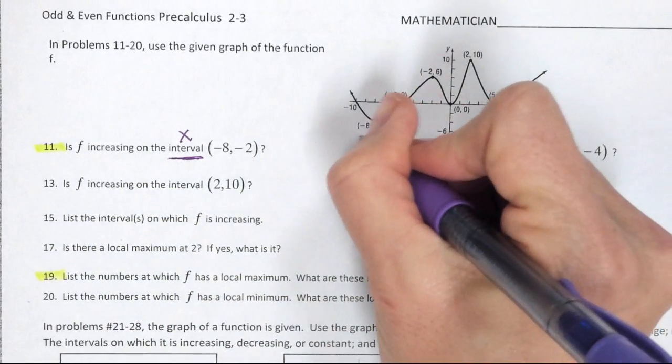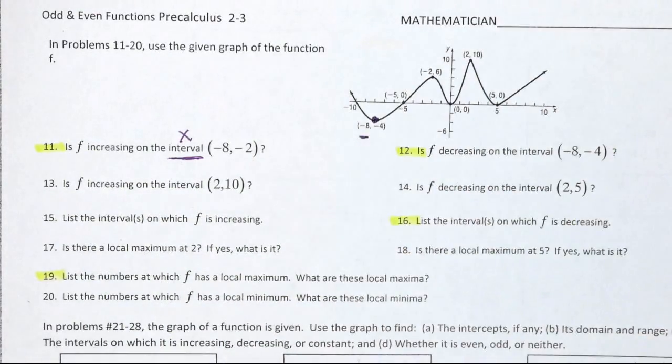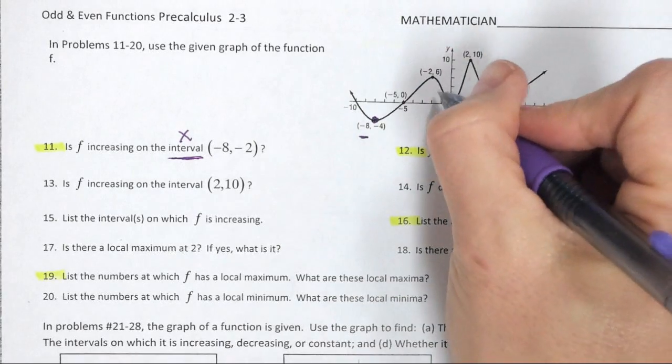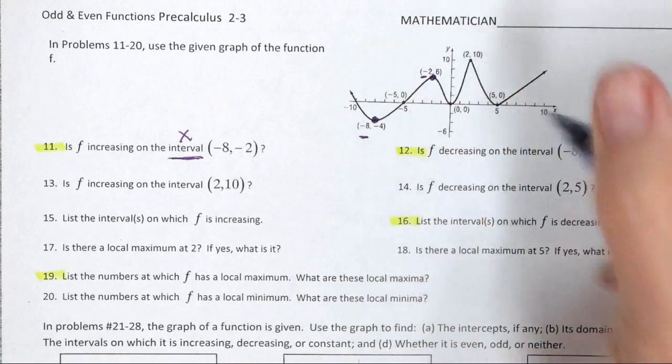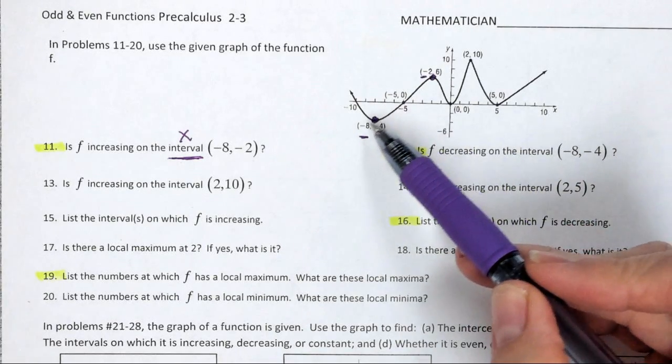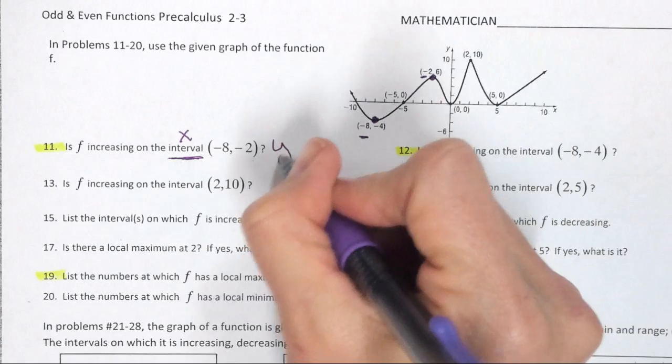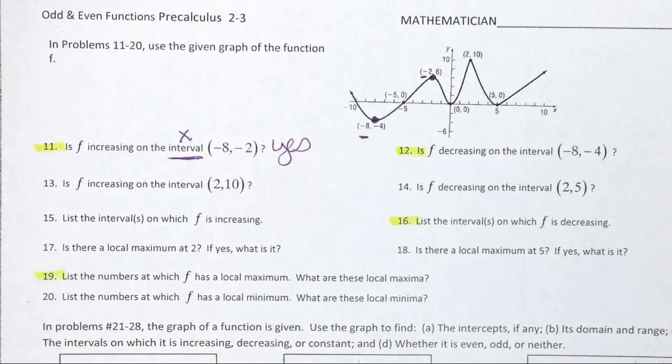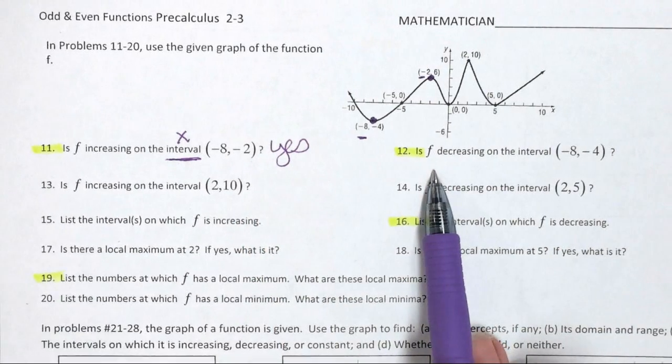So I'm going to go to where x is -8. I'm going to make a point. I'm going to go to where x is -2 and make a point. So I'm looking between these two x's. Is the graph increasing between those two x's? Yes. The answer is yes. That was easy. Number 12.